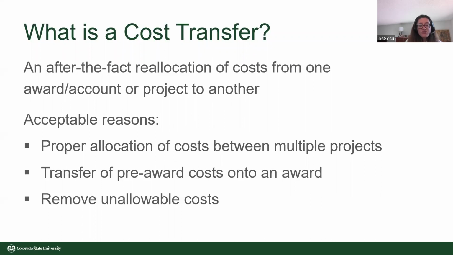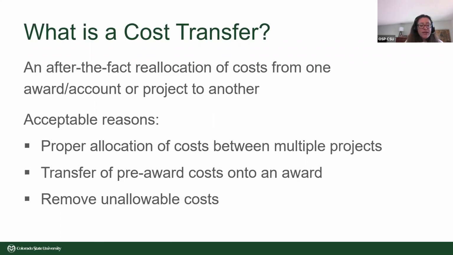Why are you doing all these transfers? Are you making mistakes? Are you not being careful? Do you not have internal controls? So we try to minimize the number of cost transfers that we do, and I think most institutions work the same way. Okay. Or to remove an unallowable cost.